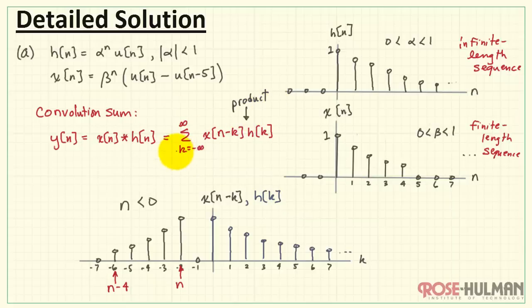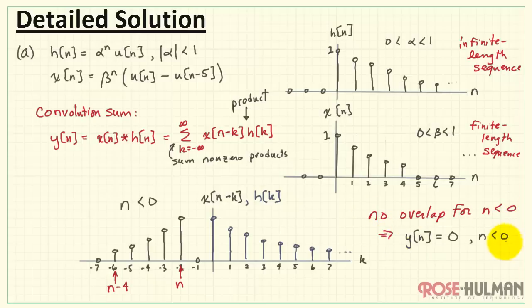Now, we want to evaluate the product of x and h, and we'll be summing all of the places where we see a non-zero value. Now, as long as n is less than 0, we have no overlap. That tells us that our output is then 0.